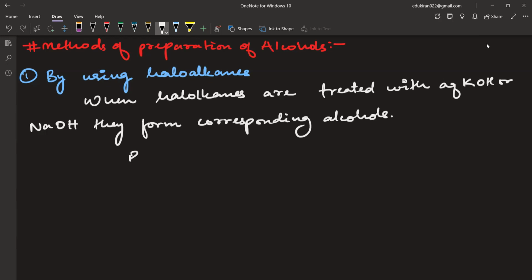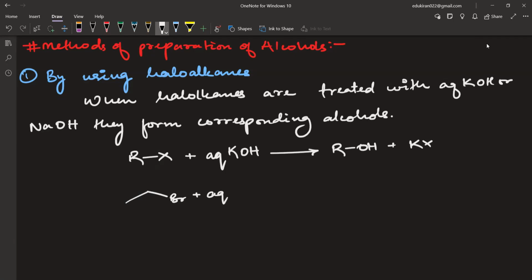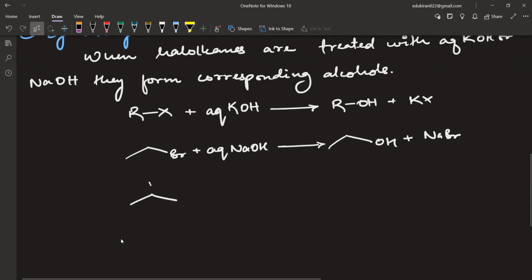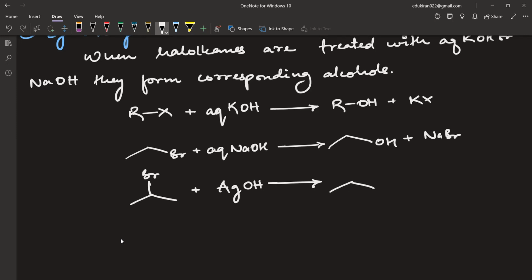Right, next. We have RX, that is haloalkane, plus aqueous KOH, which is going to give me alcohol plus KX. You can also use one more reagent, that is AgOH. It's not there in NCERT, but sometimes they can give you this. You can use any metallic hydroxide and you will be getting the subsequent alcohol.